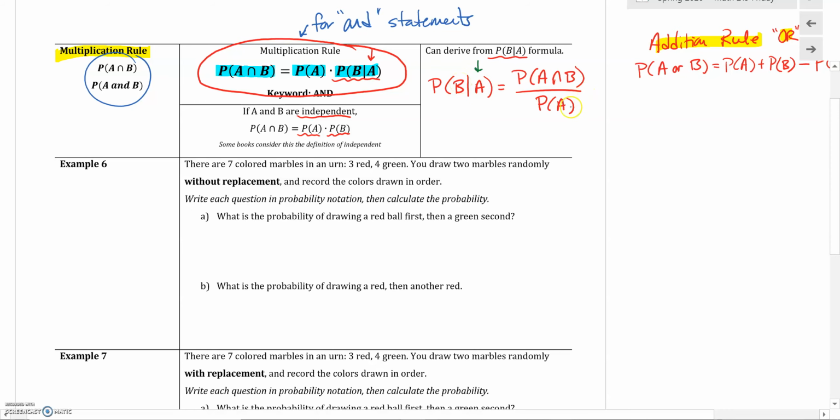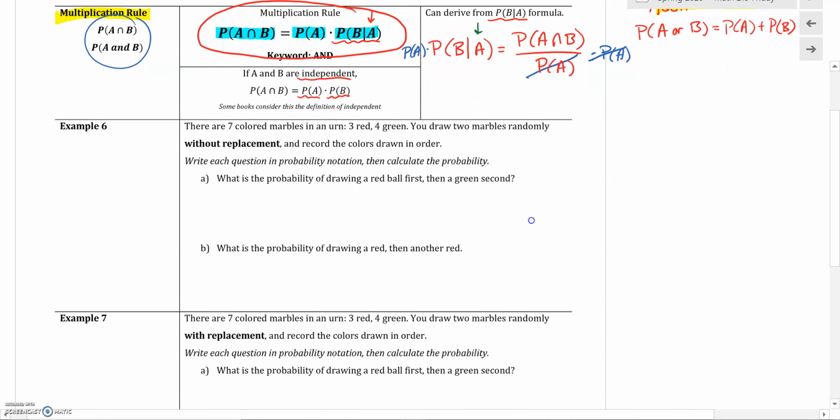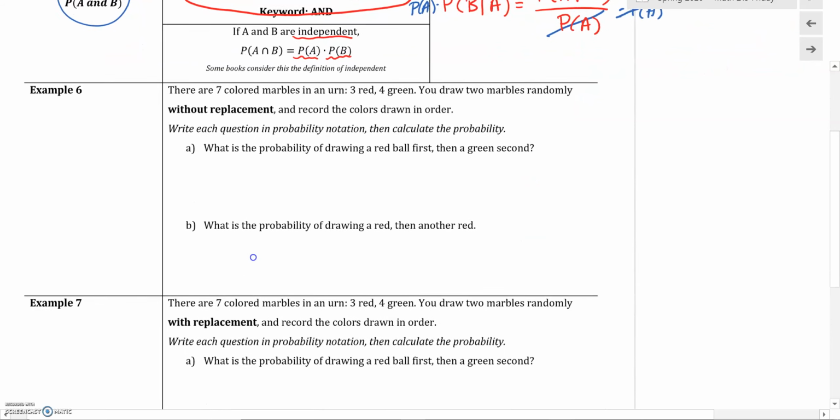Anyways, if you take this formula and you simply multiply both sides by the probability of A, squeeze it in here, those are gone, and there you have it. That guy is equal to the probability of A times the probability of B given A, just like here. Okay, let's get some practical examples on this thing.